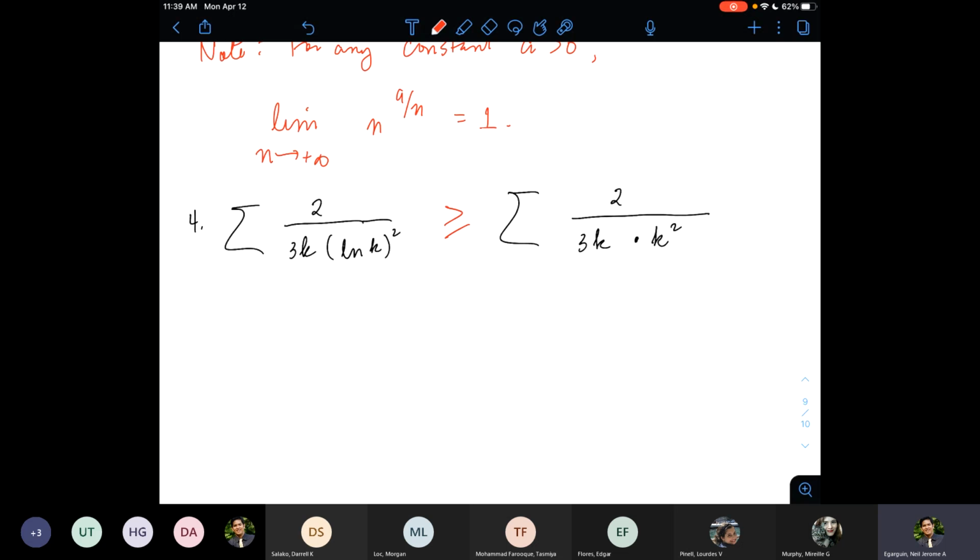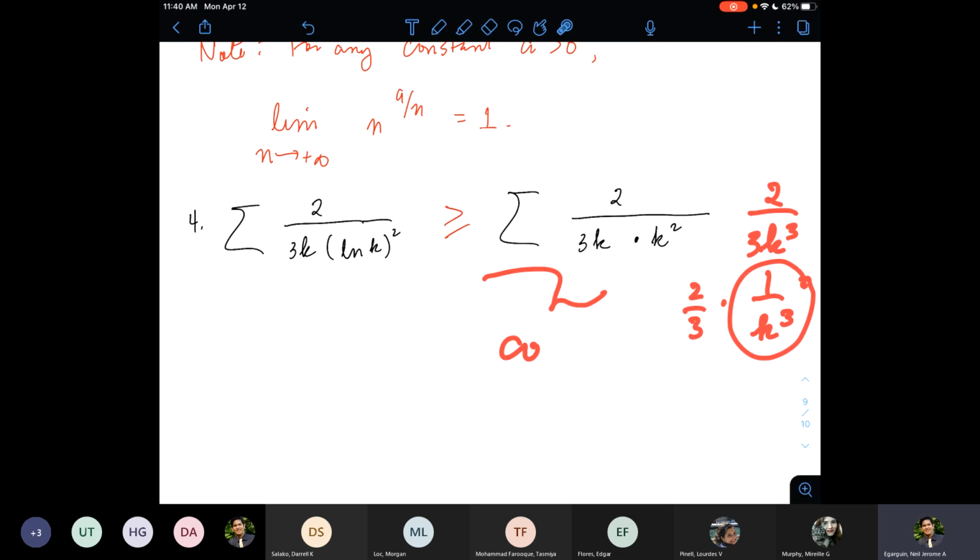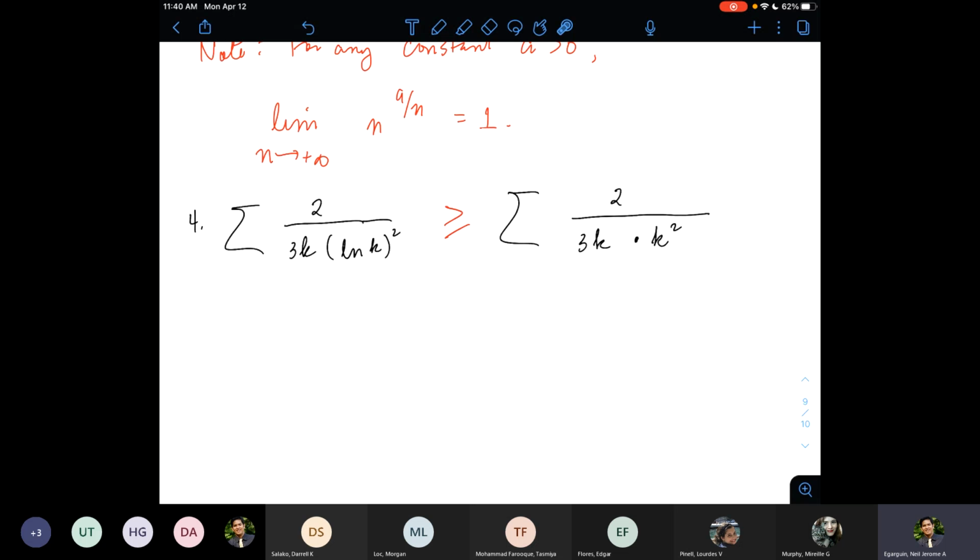All right. Now, but will we have a conclusion? Well, what do we see here? Here I'll have 2 over 3k cubed, which is 2/3 times 1 over k cubed. This is a p-series with p equals 3. So this is convergent. So what I have here is a convergent testing series. And what I'm saying here is that the given series is larger than a convergent series. Unfortunately, the comparison test is inconclusive. So I cannot use this comparison.